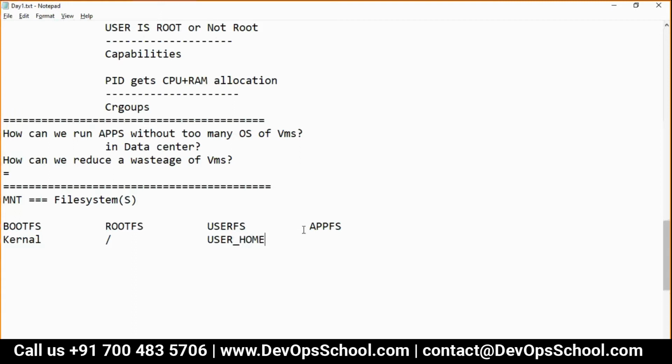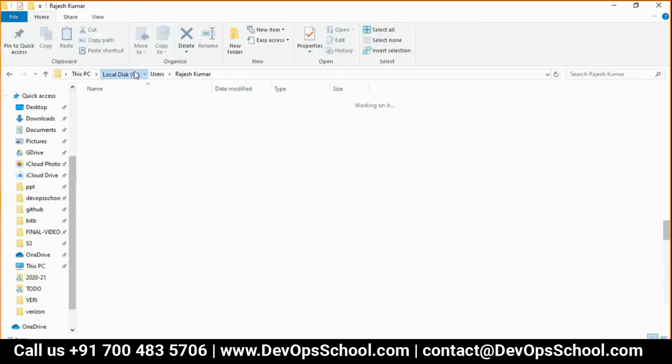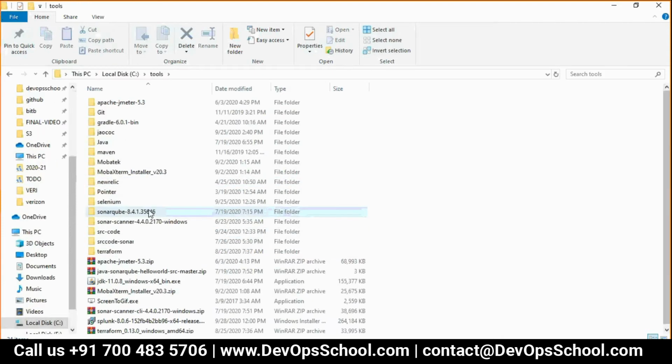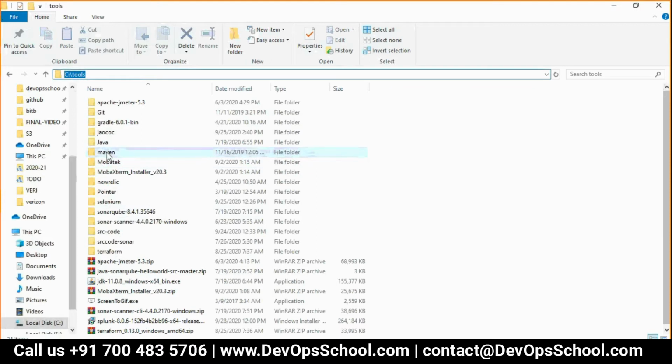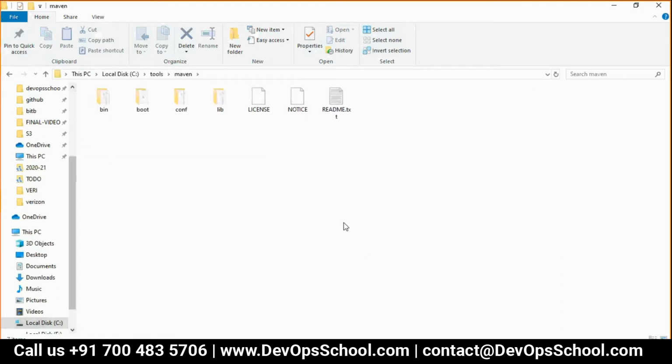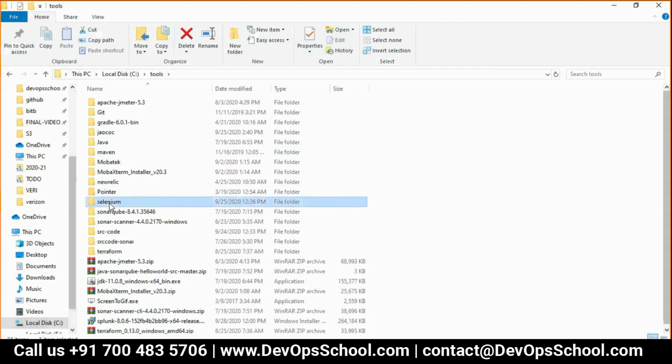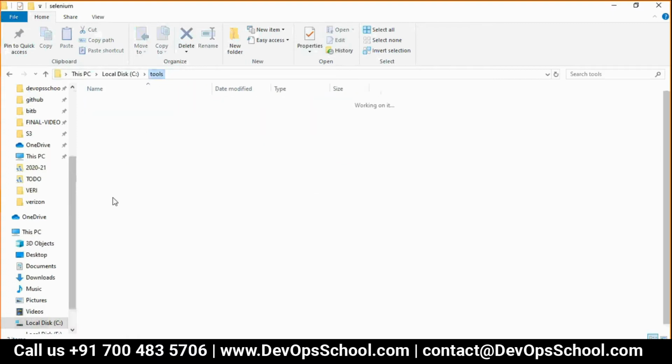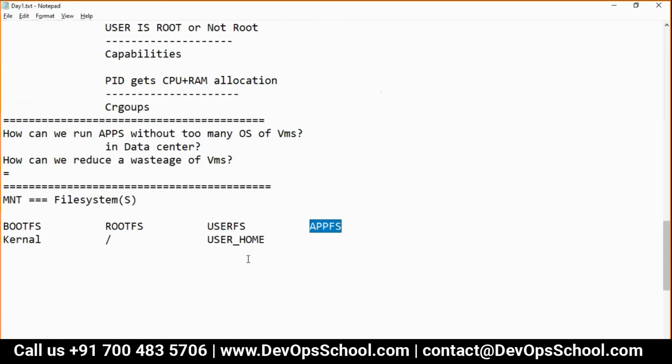Now, the last one which I want to show you is the application files. Application file system means typically I install all of my software in the C tools. So this is the application file system of Maven. This is the application file system of Selenium. This is the application file system for Terraform, like this. So app home is your application file system. Every app you install, you set an app home, right? So your application home is called the application file system.